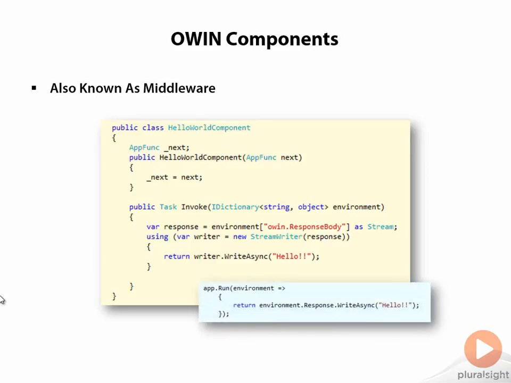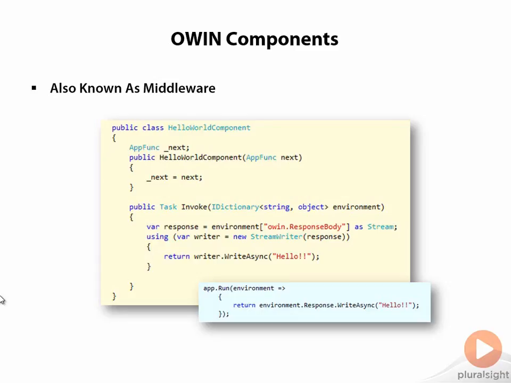You might remember the first sample used app.Run, which essentially provides a wrapper for an app func so it plugs into the pipeline. So all we needed to do was pass in a small bit of code and that gets plugged into the pipeline. We passed in a bit of code that just took an environment variable and it wrote out hello in the response. Now you might look at that piece of code and wonder, where did this response object come from, environment.Response? Because in the low-level sample that we just looked at, all we had was a dictionary of objects. I had to pull out a response stream manually and wrap it with a stream writer to do anything useful.